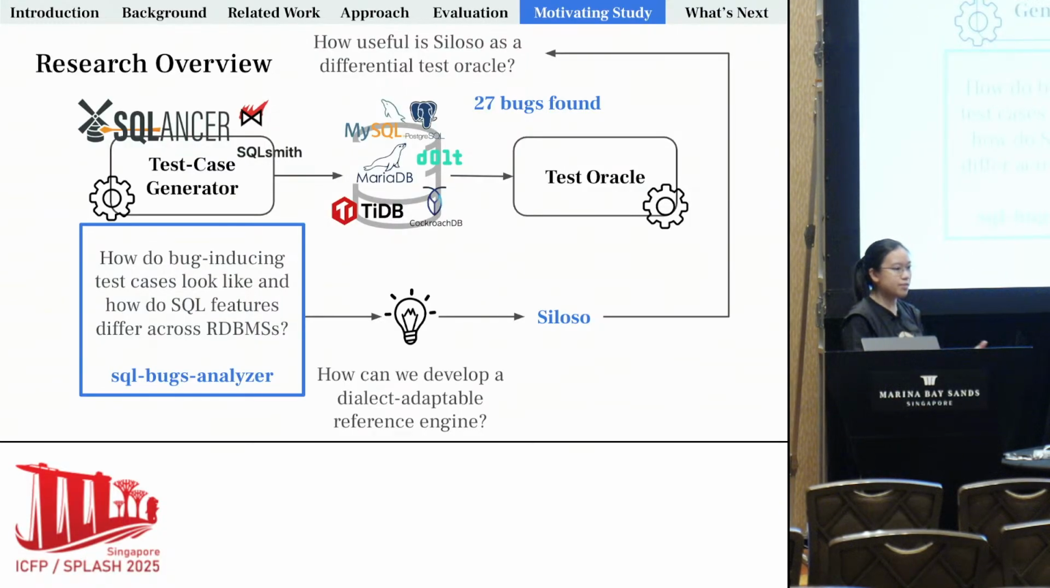So as a second step to the evaluation, we also want to compare Siloso with existing techniques. And this is twofold. Firstly, we want to know if we can also detect bugs that are detectable by existing techniques. And second, we want to see if Siloso can uncover new bugs. In tandem, we're also conducting a motivational study to study the features in bug-inducing test cases and how SQL features differ across database systems. This can further enrich our understanding in the development of Siloso.